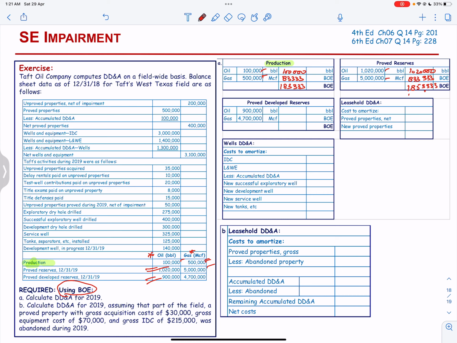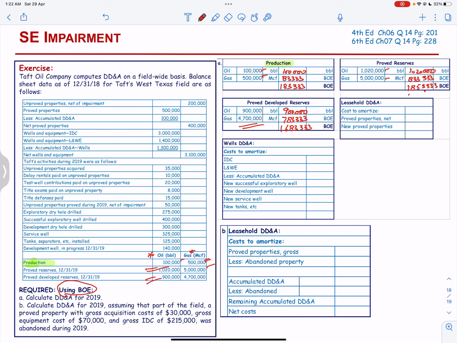Okay. Now for proved developed reserves, we have 900,000 and 4,700,000. Again 900,000 for oil, they remain the same. Gas we divide by 6, and this will be 783,333, and the total will be 1,683,333.